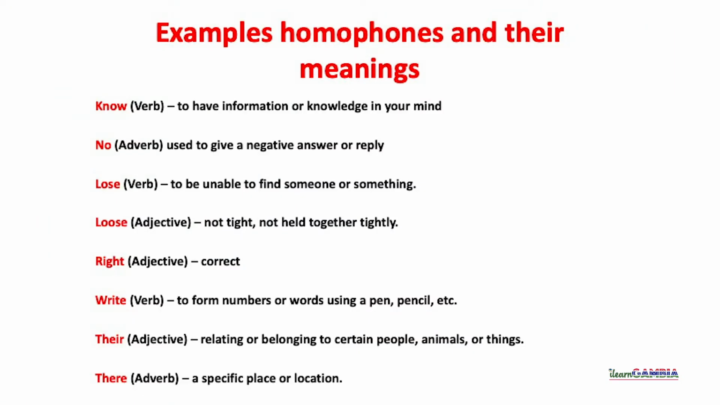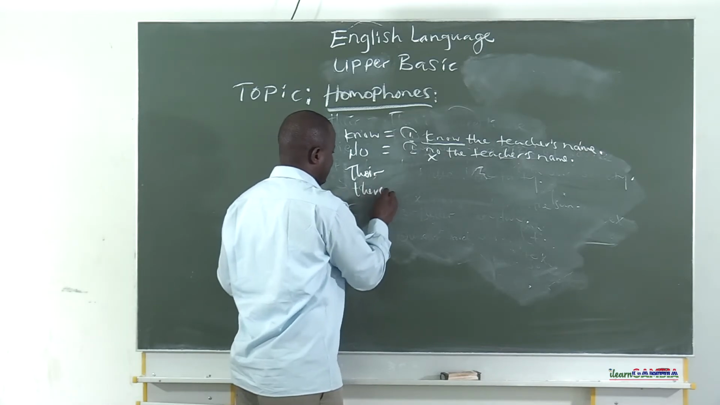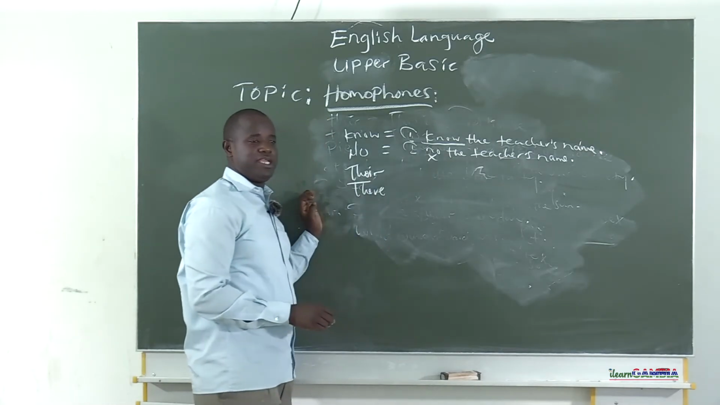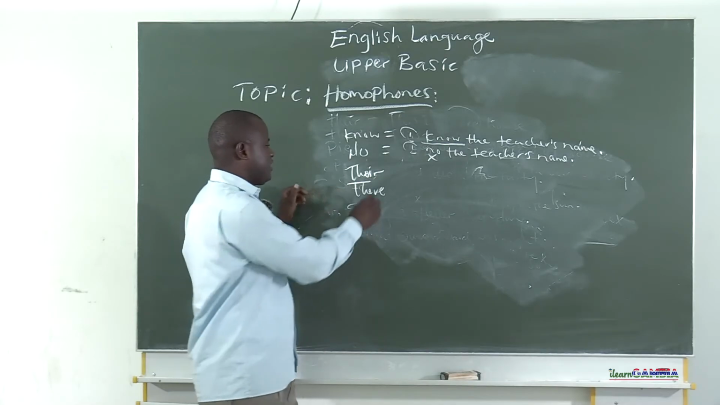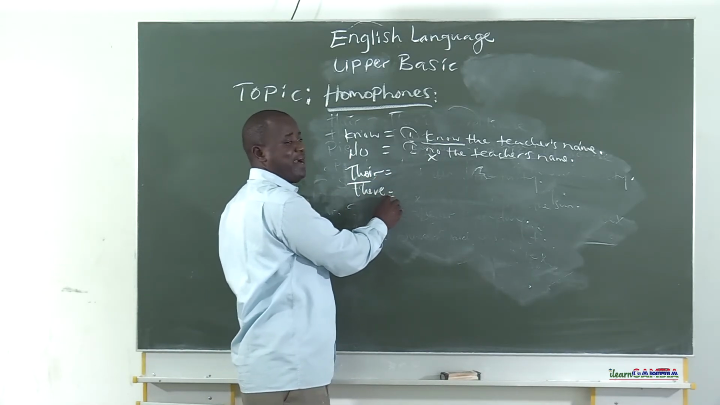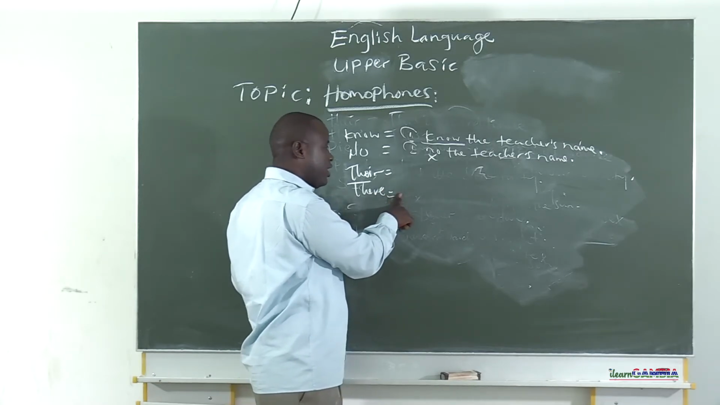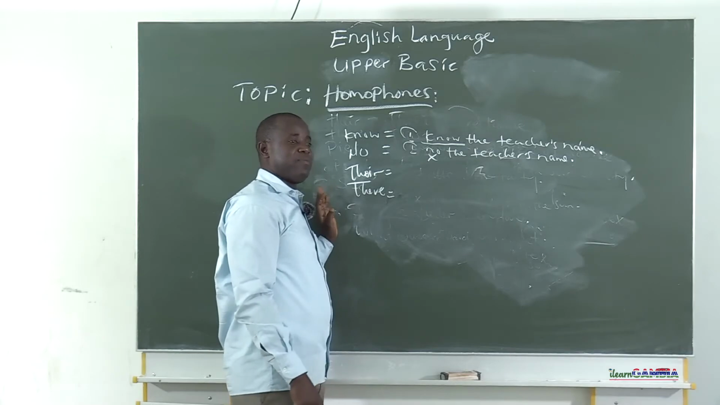So we move on. So we have another one, as I gave you in my previous examples when I started, like T-H-E-I-R, and the other one is T-H-E-R-E. So this is an adjective, all right, and this other one is an adverb referring to a place. For instance, I saw him there, or I passed him there.